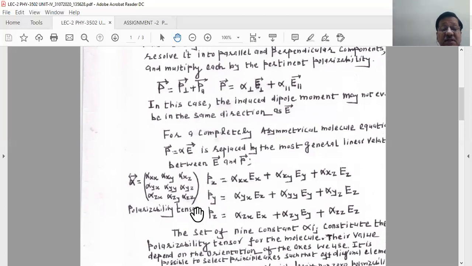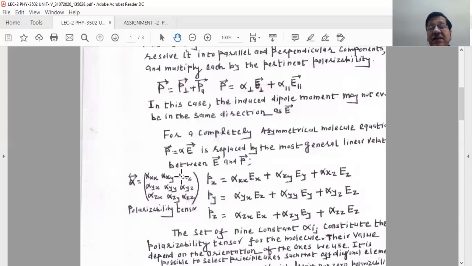So if you consider this matrix here, you see alpha xx, alpha yy, and alpha zz is known as a trace here. And these are basically the diagonal elements of this matrix. The remaining elements are the off-diagonal elements. So what is our problem?